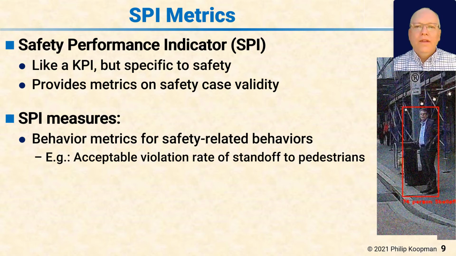for safety? SPIs differ from KPIs because KPIs are typically about average performance and whether your system is working well, whereas SPIs are about whether or not you're crossing a line that makes the system unsafe.